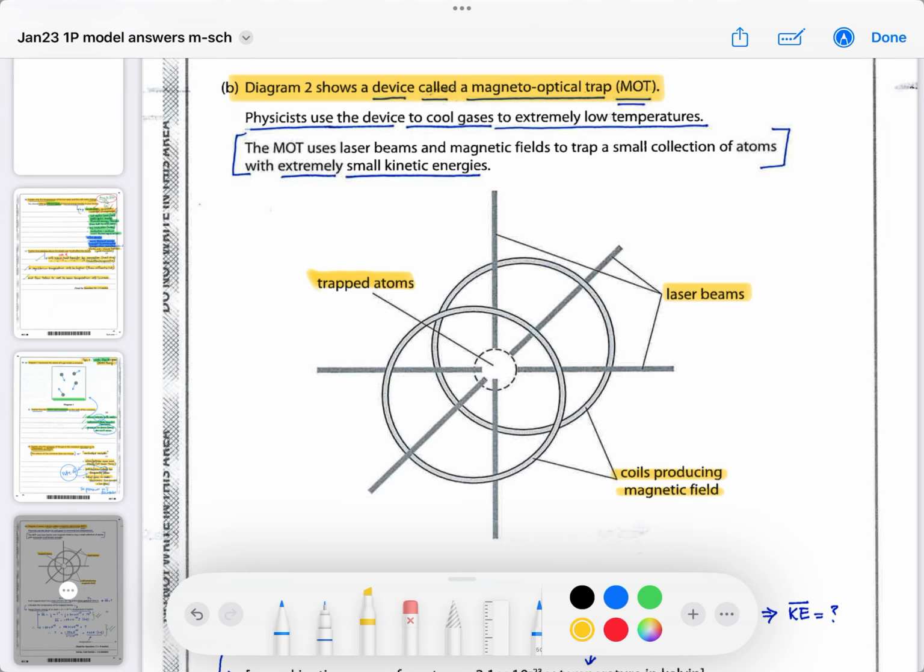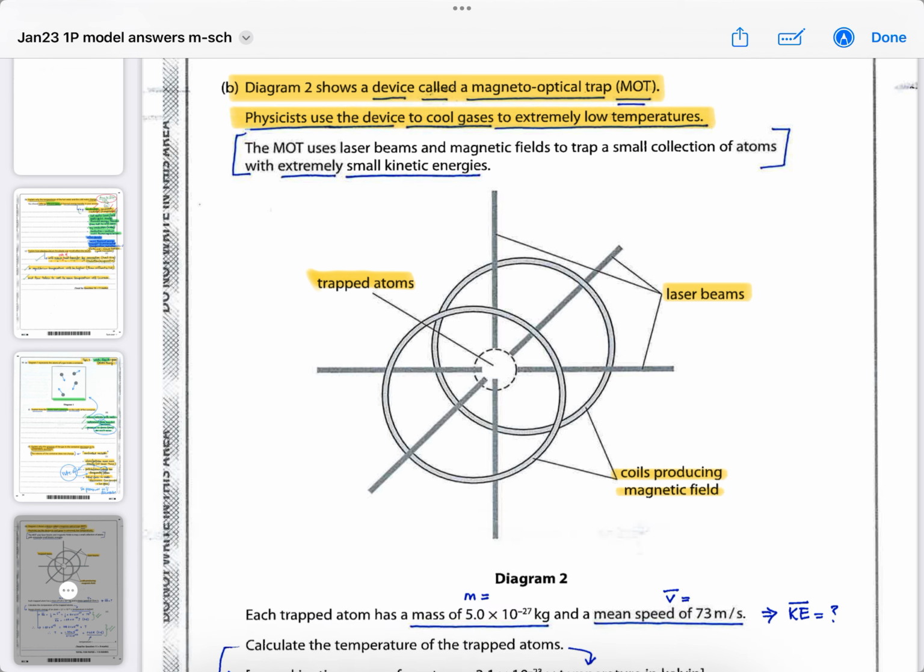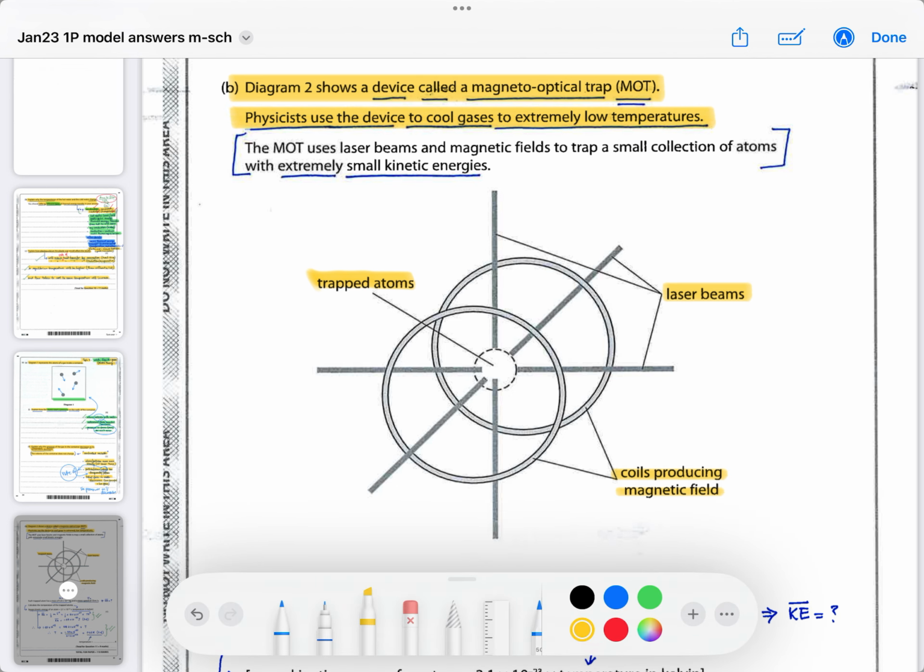That means they must be charged. Remember, hot gases will usually be in a state called plasma, where they've been ionized, so the electrons have escaped. It says physicists used this device to cool gases to extremely low temperatures. You do not need to know how. The magneto-optical trap uses laser beams and magnetic fields to trap a small collection of atoms in the middle with extremely small kinetic energies. So they actually want to bring them down to very low energy. Before I was talking about high energy, so I may have confused you.